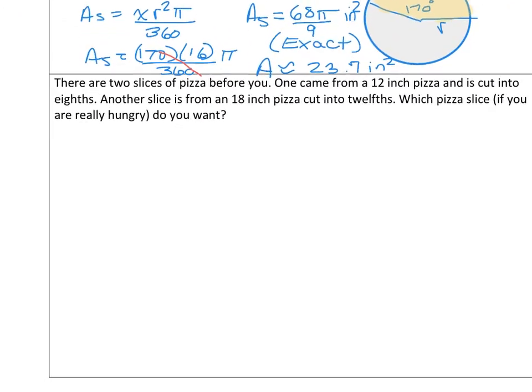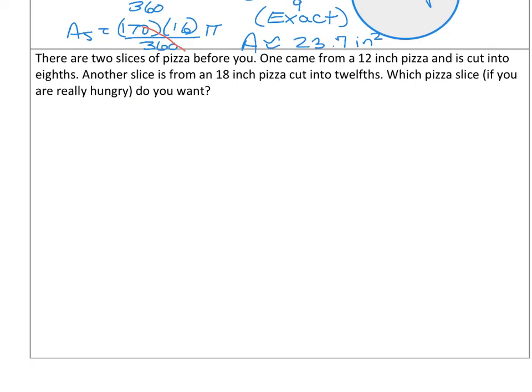Okay, last problem. We've got two slices of pizza in front of you. One came from a 12-inch pizza that is cut into eighths, and another slice is from an 18-inch pizza cut into twelfths. Which pizza slice should you eat if you are really hungry? One thing to note is that a 12-inch pizza, that's the diameter. So that is a radius of 6. And the central angle from one slice of a pizza cut into eighths, x is 360 degrees divided by 8, which comes out to be 45 degrees.